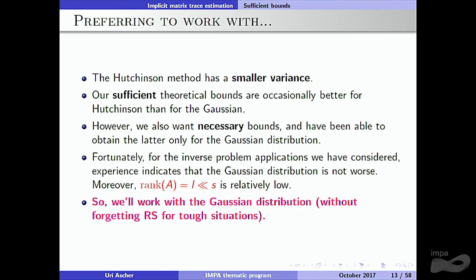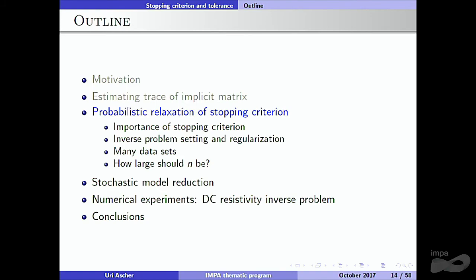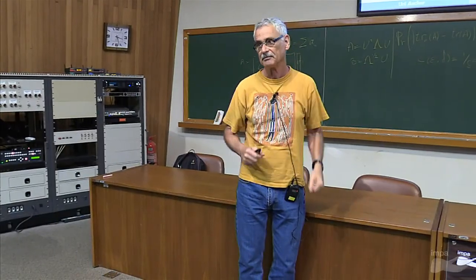OK. So goodbye to Hutchinson. Let's stick with the Gaussian distribution. And let's move on. I'm going to leave the implicit matrix trace estimation at this part of the table and move to this part of the table and start a new subject for a few more minutes. And then I'll try to connect them.